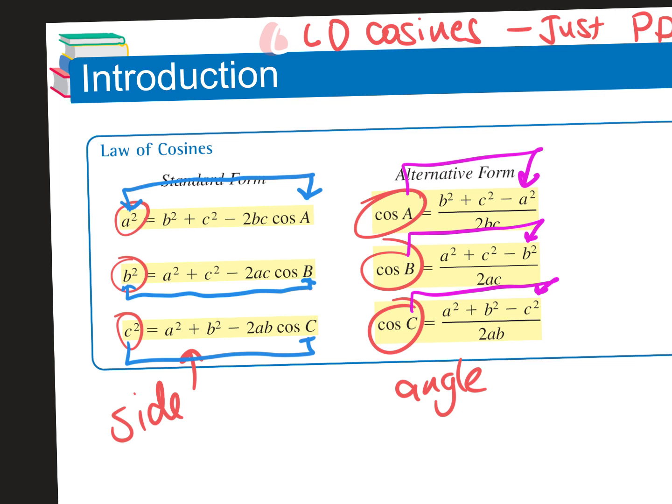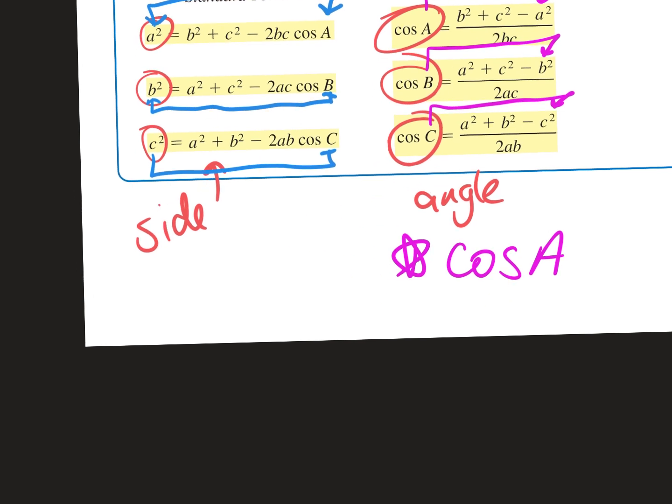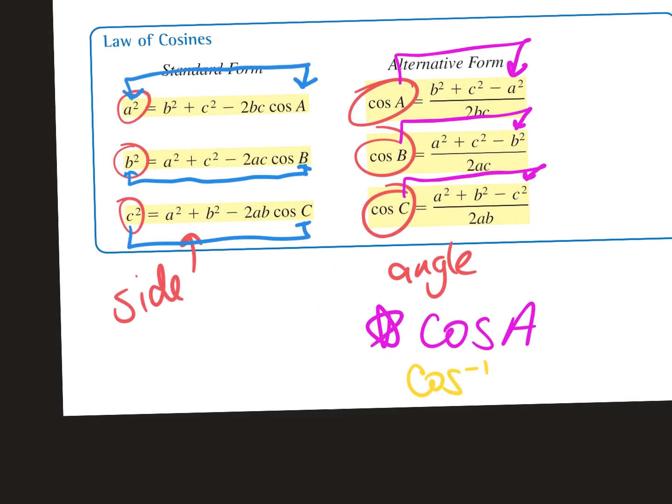Now, when you find this angle, are you actually finding the angle? When I say cosine of A, is that the angle measure? It's the cosine of the angle. So what are we going to have to do in our calculator? Cosine inverse. Very common mistake is you guys do this: you get the cosine of A as something, and then in your calculator you hit second sine. Are sine and cosine the same trig functions? No, so just pay attention to what you're doing.